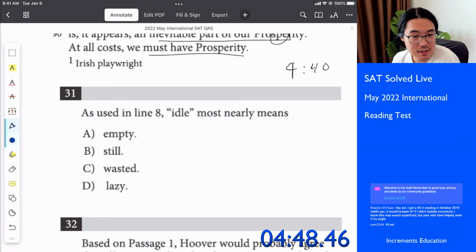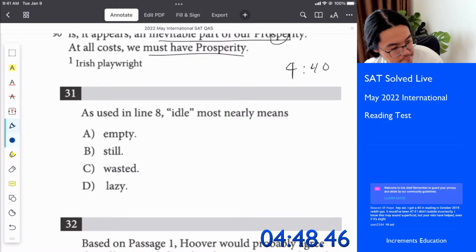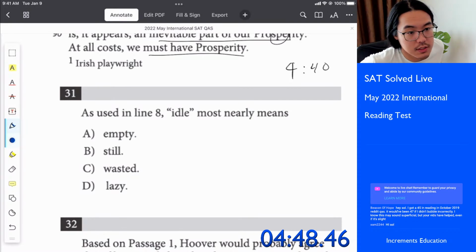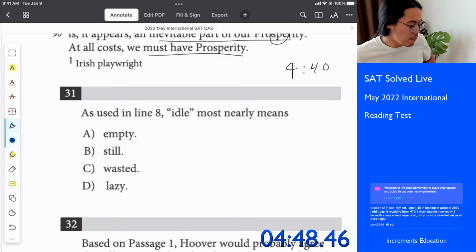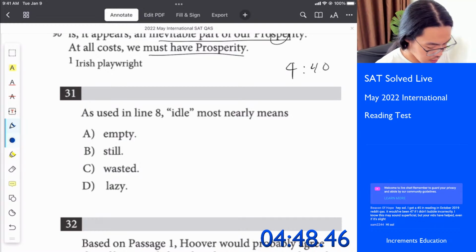Hopefully, when you guys read it once, you have a better memory of the structure of the passage than I did. Okay. So that was my map of the passage after 4 minutes and 40 seconds reading. I'm now going to get into the questions. Here we go.